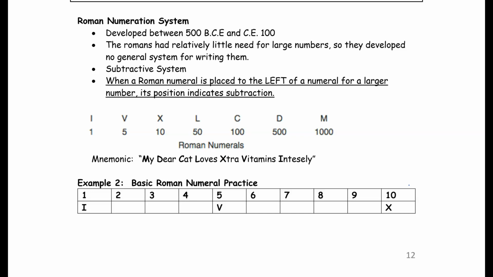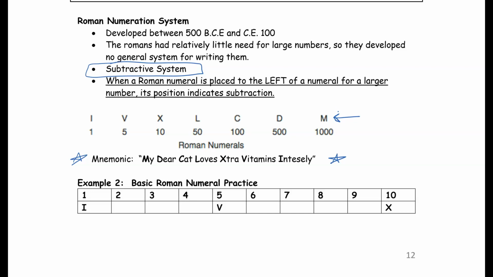So the Roman numeral system is a subtractive system. And a subtractive system basically is any type of system where you're using subtraction to get certain values for symbols. So one mnemonic that you can use, I wrote it down here to remember some of the Roman numeral symbols, is my dear cat loves extra vitamins intensely. So that represents all of the symbols, at least up to 1,000 in the Roman numeral system.